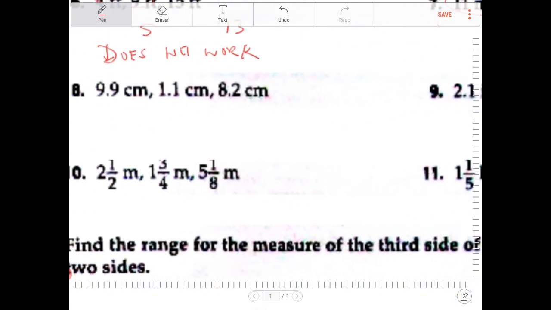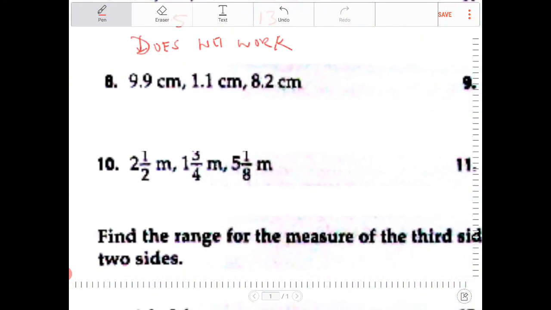All right, so I want to take 9.9 and 11. If I add them together, I will end up with 20.9. Subtract 9.9 and 11, I get 1.1. 8.2 is not in between it. This does not exist.